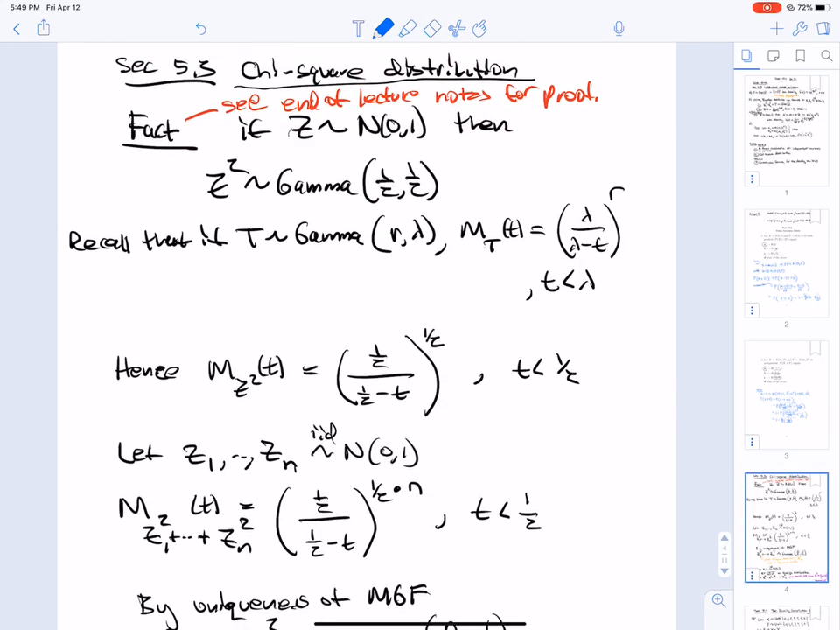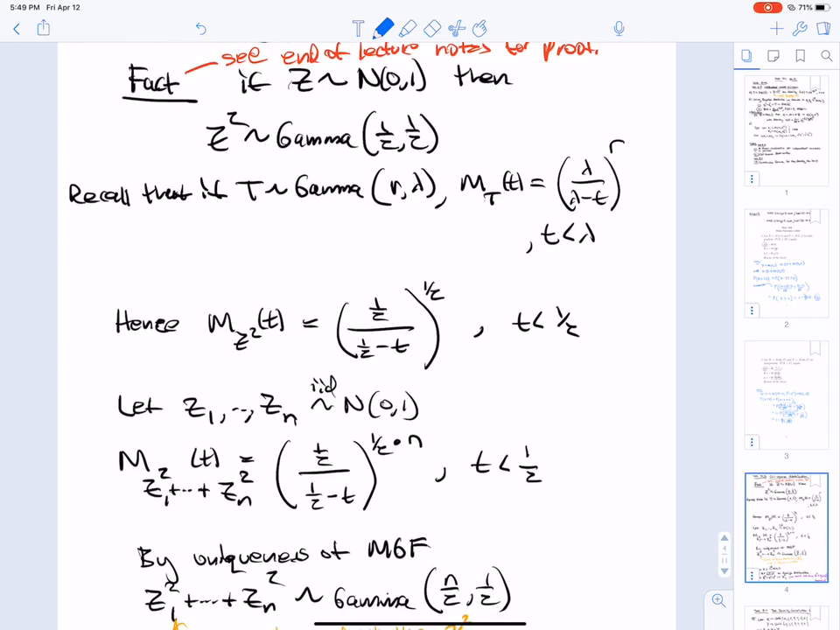So the chi-square distribution. We start off with the fact that if Z is standard normal, then Z squared is a gamma 1/2, 1/2. This is shown at the end of the notes using the change of variable rule. So let's recall that if T is gamma r lambda, then the moment generating function for T is lambda over lambda minus t to the rth power for t less than lambda. And so the moment generating function for Z squared, since Z squared is gamma 1/2, 1/2, would be 1/2 over 1/2 minus t to the 1/2.